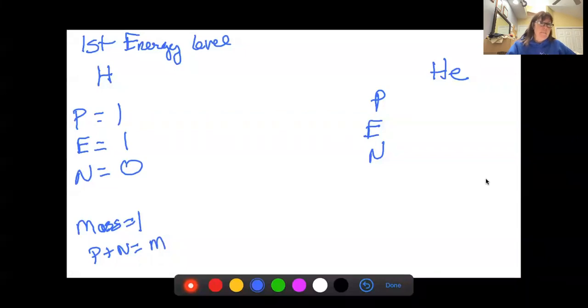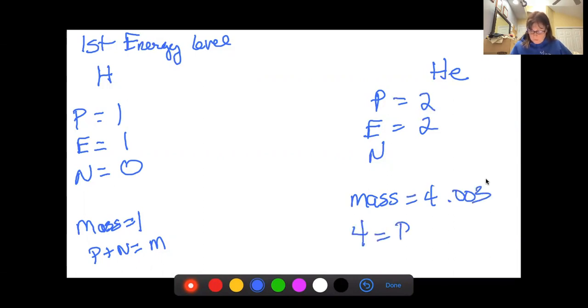Now for helium, helium's whole number is 2. So that means I have 2 protons, 2 electrons. And when I look at its mass, this one is so scratched up, it is 4.003. So I'm going to round to 4. So my protons plus neutrons equal 4. I already have 2 protons, therefore my neutrons have to be 2. 2 plus 2 is 4.